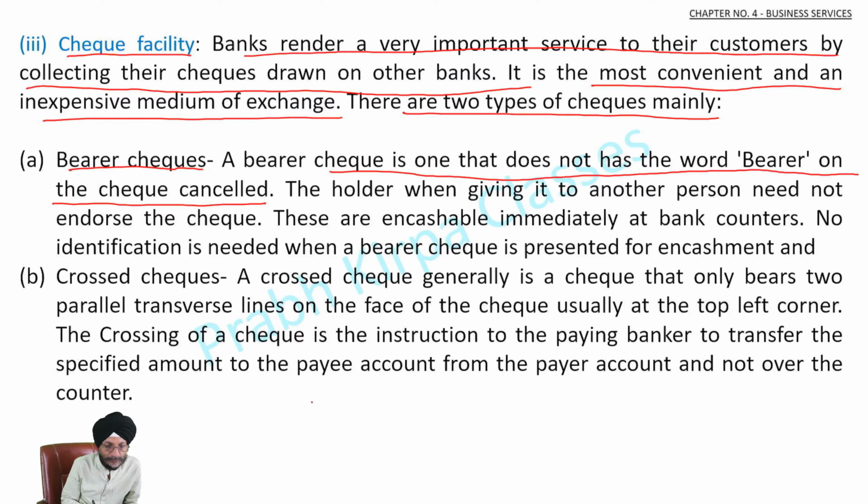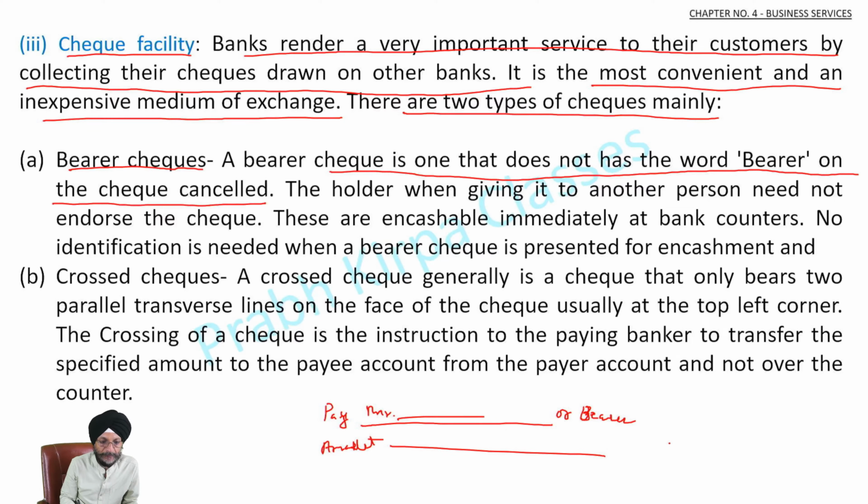If you see a checkbook and a particular leaflet, you will find that there is written pay, where we have to write the name of the person, Mr. This. Here it is written or bearer. If you do not cut this word bearer, and here the amount is written, how much amount is to be paid, if you do not cancel this word bearer on the check leaflet of the checkbook, then it will be known as a bearer check.